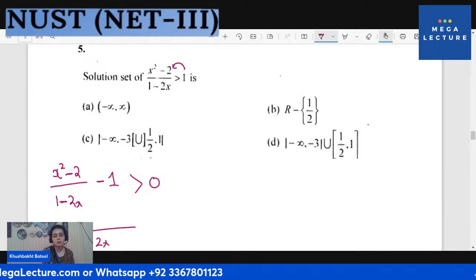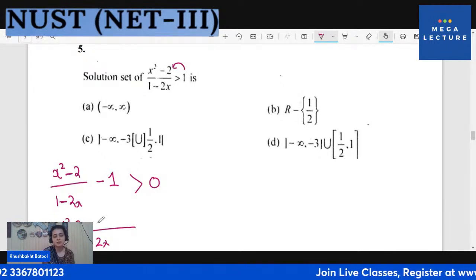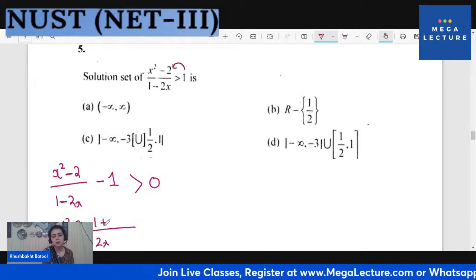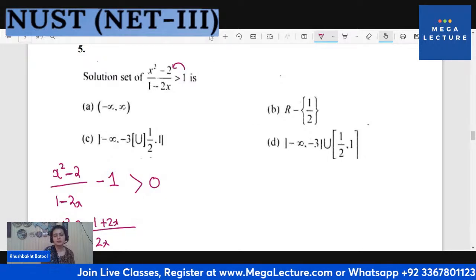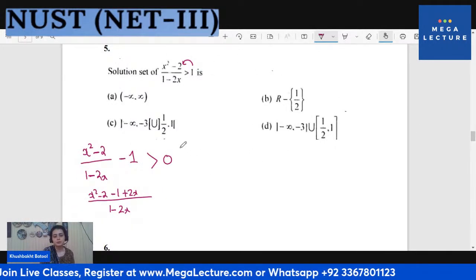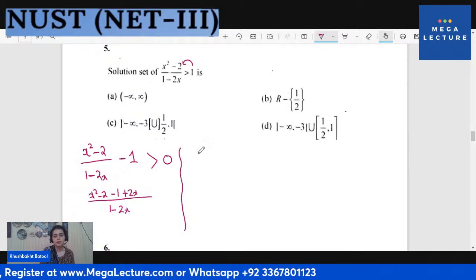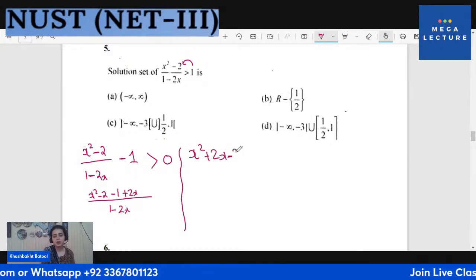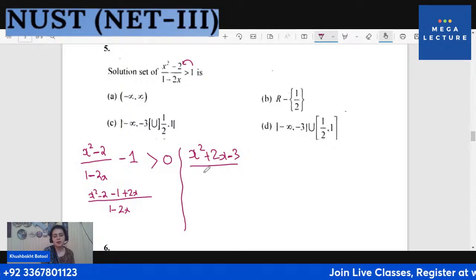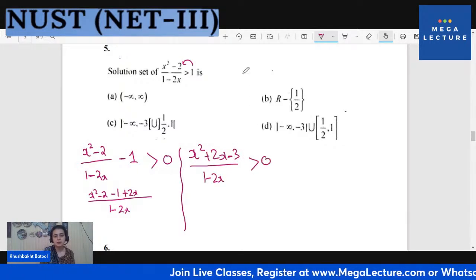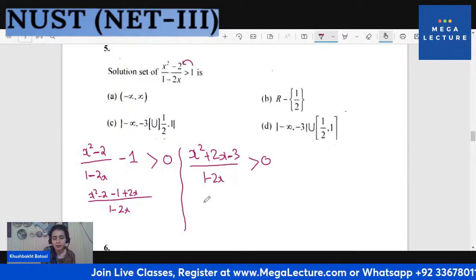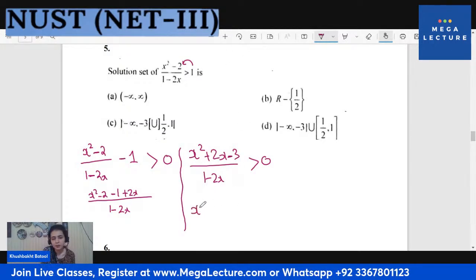Then 1 minus 2x would be the LCM. X squared minus 2 would come as it is, and then minus would be multiplied by 1 minus 2x. It would become minus 1 plus 2x. This would give me x squared plus 2x minus 3 divided by 1 minus 2x greater than 0.